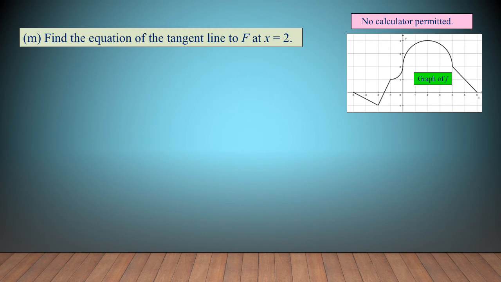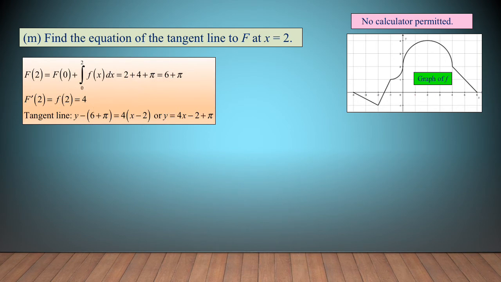In M, you are asked to find the equation of the tangent line to capital F at x is equal to 2. Whenever you are asked to find the equation of a tangent line, you need two pieces of information to use the point-slope formula. We need the value of the function at x is equal to 2 and the value of the derivative of the function at x is equal to 2, meaning we need capital F of 2 and capital F prime of 2. Capital F of 2 is, by definition, F of 0 plus the integral from 0 to 2 of f of x dx.